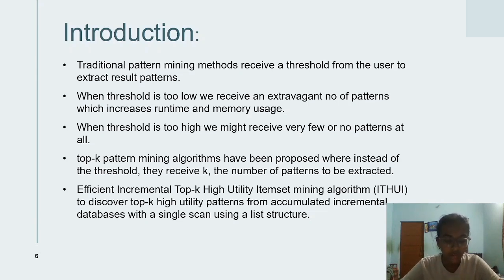The amount of accumulated data and the speed of accumulation are increasing rapidly. In such situations, real-time inserted incremental data must be scanned once. An efficient incremental top K high-utility item set mining algorithm is proposed to discover top K high-utility patterns from accumulated incremental databases with a single scan using a list structure.